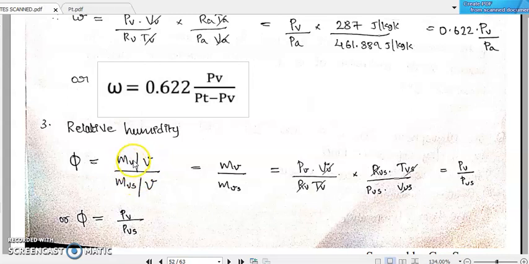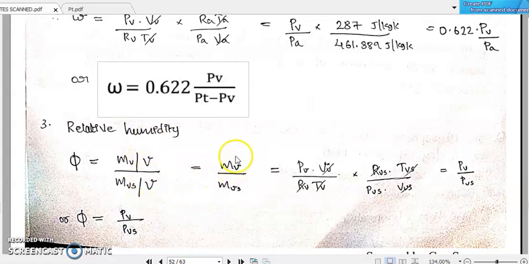So it is the amount of water vapor associated with the unit volume of dry air, divided by the amount of water vapor associated with the same volume of dry air if that volume were completely saturated. That is mv, the mass of water vapor per unit volume of dry air V, divided by mvs. S stands for the saturated condition of that volume of dry air V. So this unit volume we can cancel out.